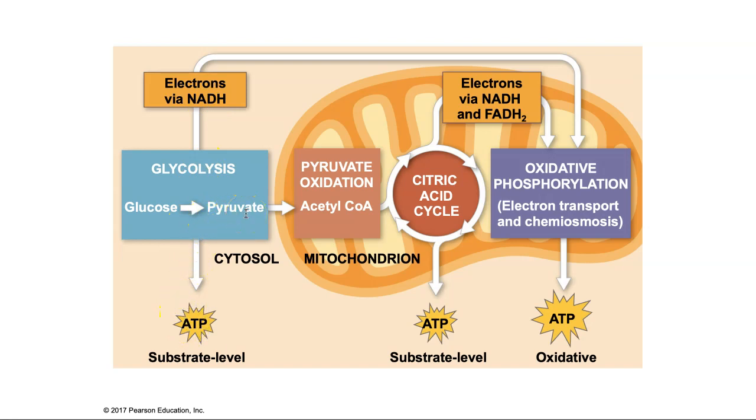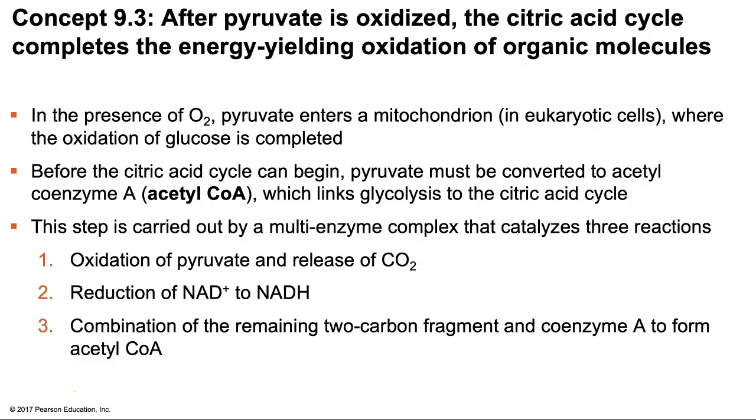The next step is, remember, we are still in the cytoplasm. So the next step is we have to get those 2 pyruvate molecules into the mitochondria to continue with our cellular respiration process. So we're going to do this by pyruvate oxidation. So let's look at that. To shuttle the pyruvate into the mitochondria, we actually need a multi-enzyme complex that's required to, it catalyzes these 3 different reactions.